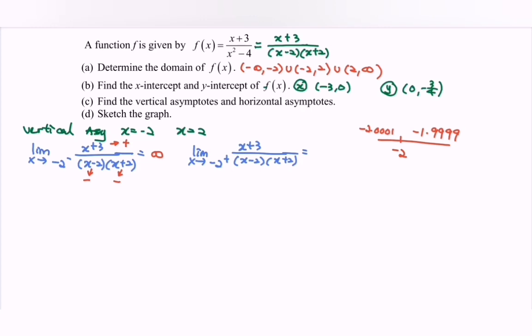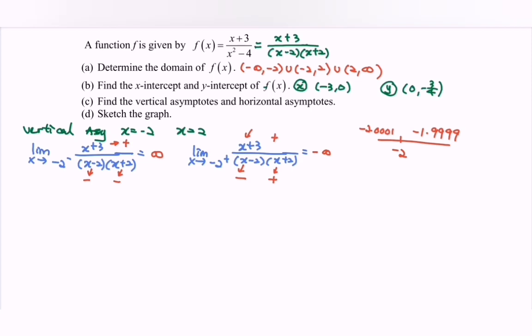Continuing, if we substitute negative 1.9999, we will have a positive value. If we substitute this part, we will have a negative value. And if we substitute this part, we will have a positive value. So as we can see, positive over negative multiplied by positive, so we will have negative infinity. So as x approaches negative 2 from the right, the graph will be decreasing.